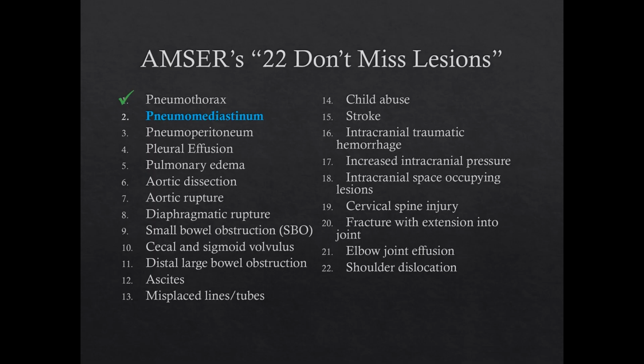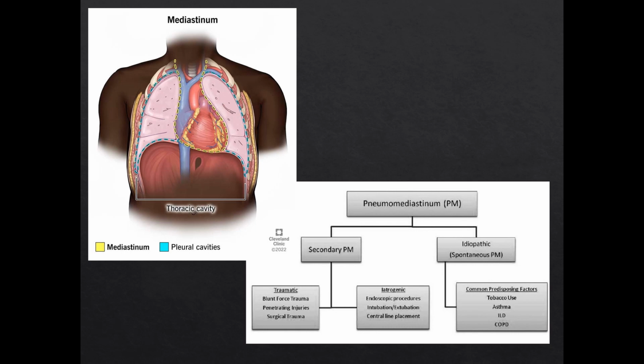Next is Pneumomediastinum. Now, Pneumomediastinum is similar to the pneumothorax, except that in the pneumothorax, the air is trapped within the pleural cavity. This is an image from the Cleveland Clinic, and that pleural cavity is lined by that blue dotted line. Anything within the pleural cavity, if it's air trapped in there, will be a pneumothorax. On the other hand, if it's within this yellow dashed line, this is the mediastinum, and it will wind up being a pneumomediastinum in that situation.